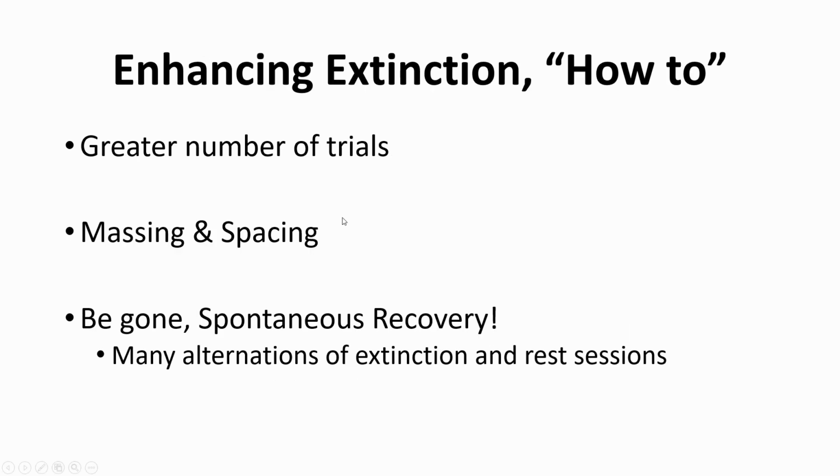Okay, so what are we going to cover? We're going to hit 3 major techniques for enhancing extinction. So first, we're going to talk about having a greater number of trials. Next, we're going to talk about how those trials are delivered, so massing and spacing. And then we want to try getting rid of that spontaneous recovery. How can we adjust things to try and get rid of spontaneous recovery, which is usually just many, many repetitions.